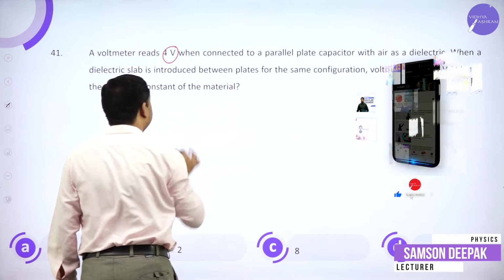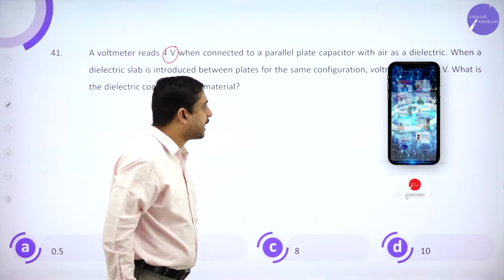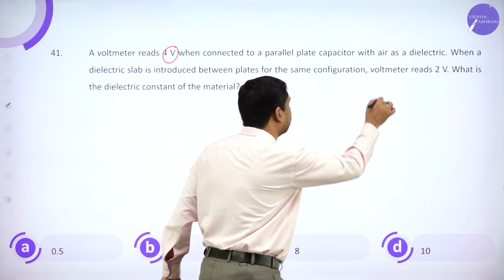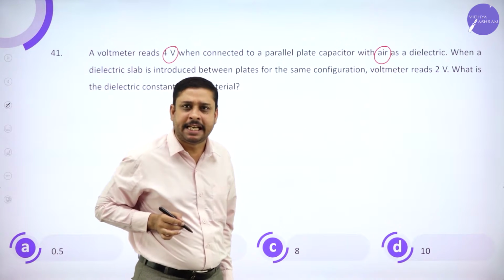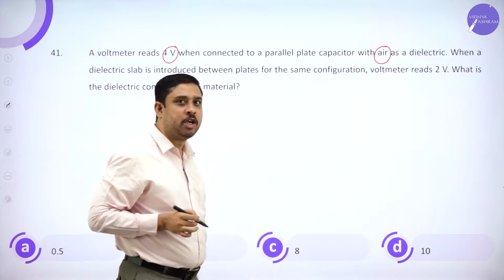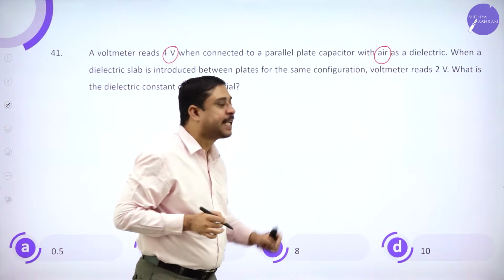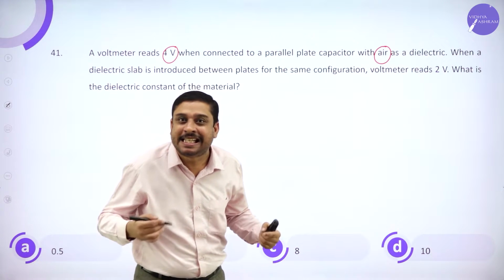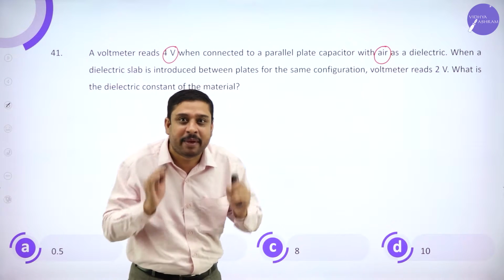A voltmeter reads 4 volts when connected to a parallel plate capacitor with air as the dielectric. In the problem, voltmeter reads 4 volts when it is connected to parallel plate capacitor with air as the dielectric. Initially, which is the dielectric medium? Air. ಎರಡು ಪ್ಲೇಟ್ಗಳ ಮಧ್ಯೆ air medium ಇರುತ್ತೆ.